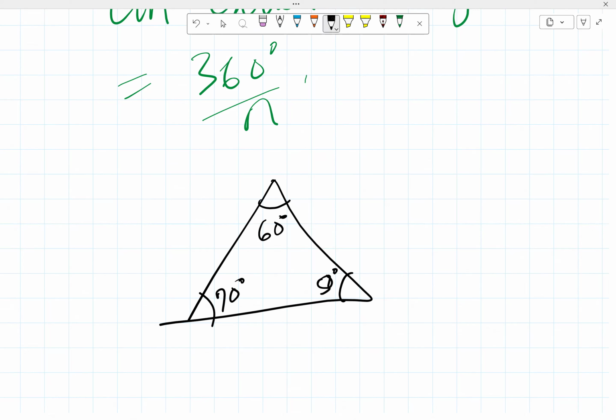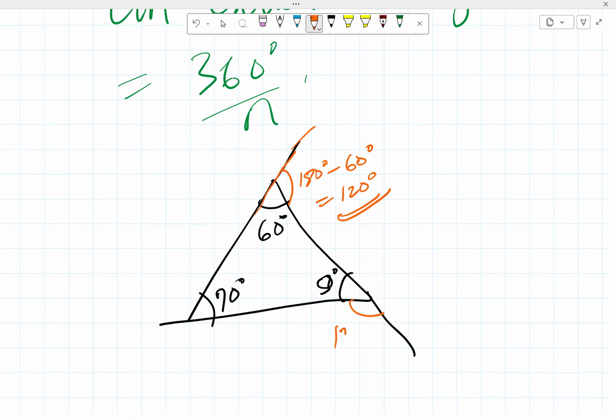If you imagine you now extend each of these angles, what happens? So now you have this angle here. I know angles on a straight line add up to 180 degrees, so this is going to be 180 degrees minus 60 degrees, and that is 120 degrees. So keep this.